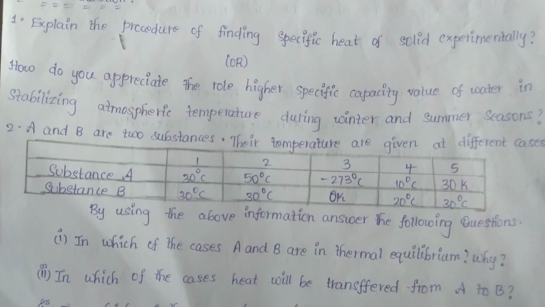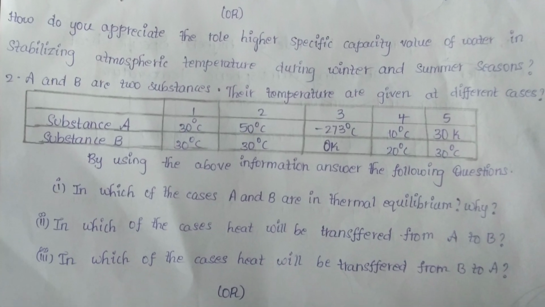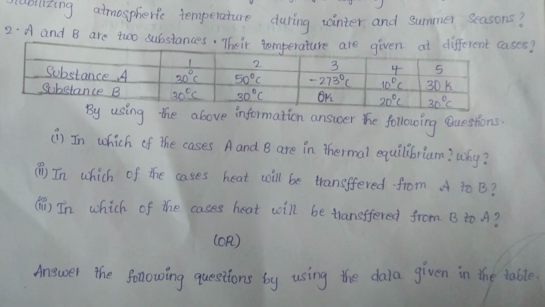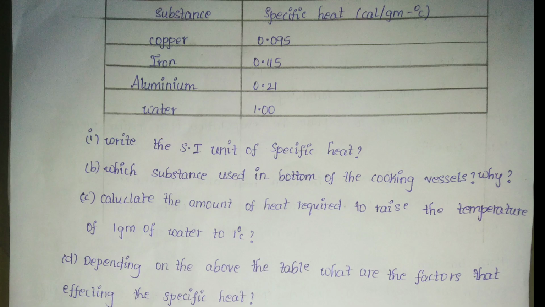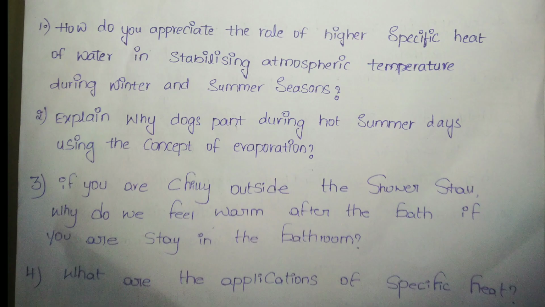4 mark questions. Explain the procedure of finding specific heat of a solid experimentally. Answer the following questions by using the data given in the table. How do you appreciate the role of higher specific heat of water in stabilizing atmospheric temperature during winter and summer seasons? Explain why dogs pant during hot summer days using the concept of evaporation. What are the applications of specific heat?